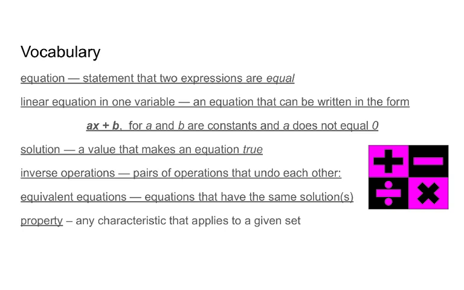Inverse operations are pairs of operations that undo each other. Equivalent equations are equations that have the same solutions. And a property in math is any characteristic that applies to a given set or collection of things.